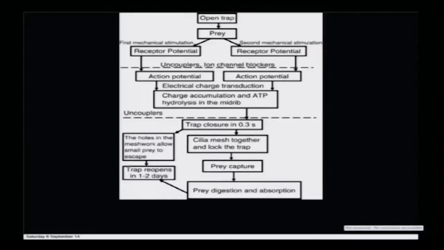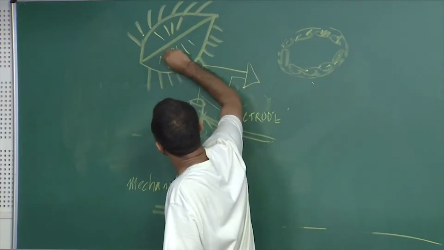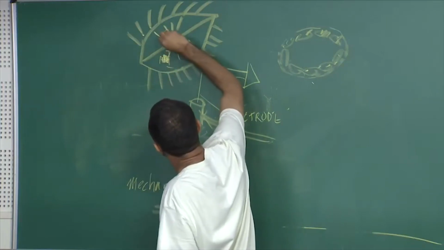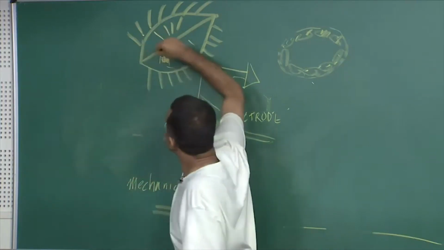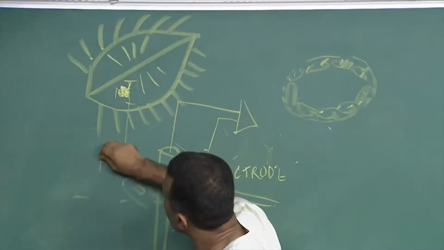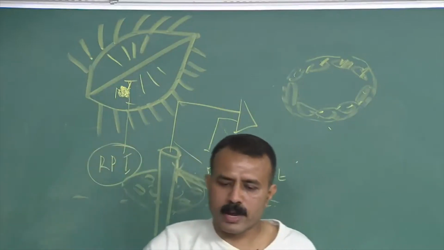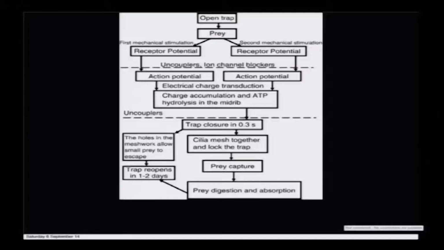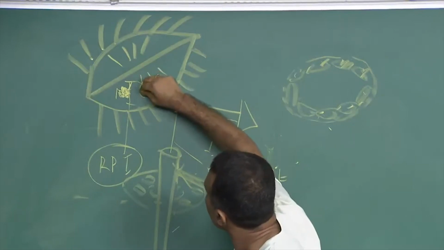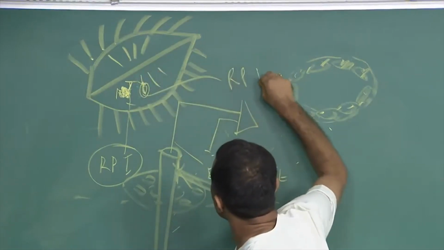Okay. Now, coming back, what exactly is happening if we really look at it very carefully. So, this is an open trap. Now, follow it very carefully. Now, there is a prey which came here. This is the prey. It touched this one. So, this generates a receptor potential, RP1. Now, see the slide, receptor potential, the first mechanical stimulus, followed by it putting its legs on this one and generating another receptor potential, which we are calling RP2.